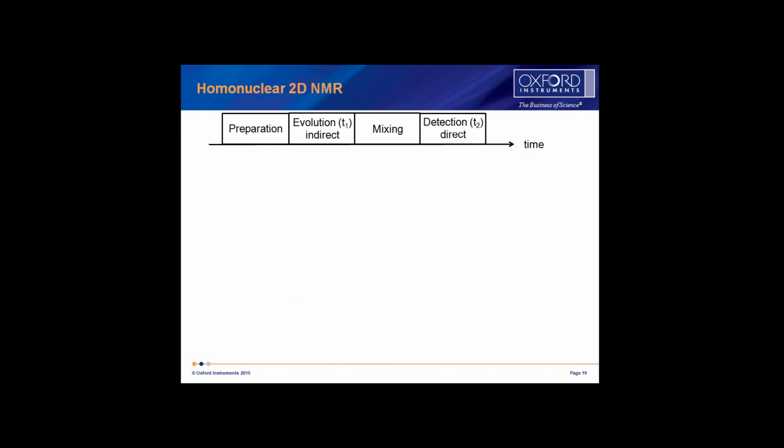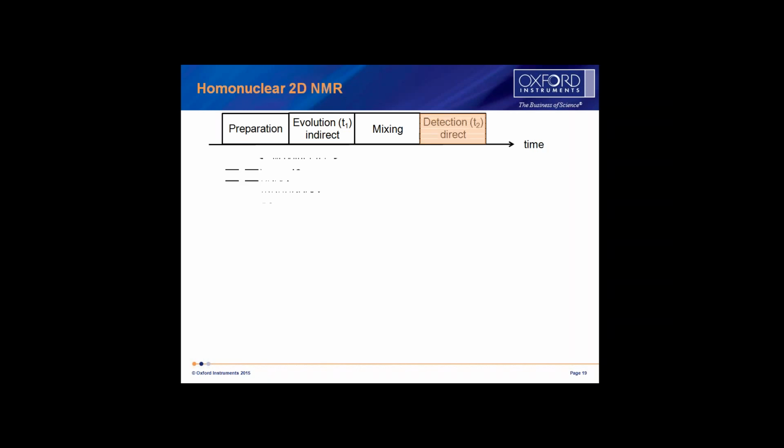In general, these experiments follow a time series in which there's a period of preparation. That's to say, we generate transverse magnetization, which we're going to manipulate to get our signals. There's a first time evolution period in which we label some of the magnetization with the spin frequencies. Then a mixing period in which we allow the spin physics to transfer magnetization between different sites. And finally, the direct detection period where we detect our final signal.